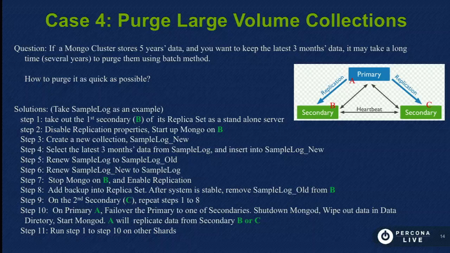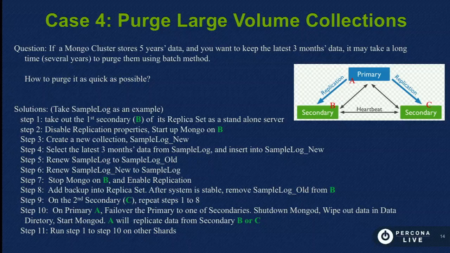The next one, we met an issue. The issue is that some of our data has already been running for 5 years, so it takes a long time. If we use the batch script to purge that, it takes a very long time. So here we use one way, the replica set idea. We took one secondary out of the replica set, disabled the replication properties, and set it as a standalone server.